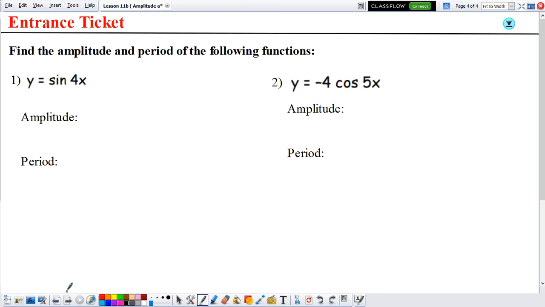Here's your entrance ticket. Find the amplitude and the period for the following.